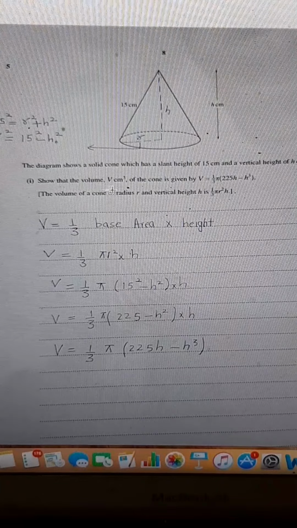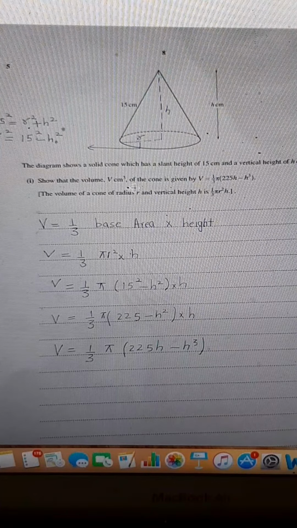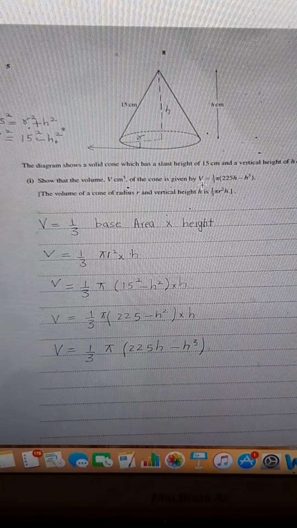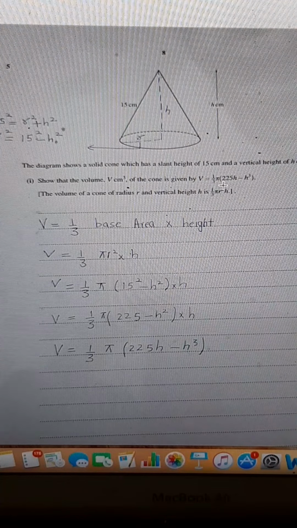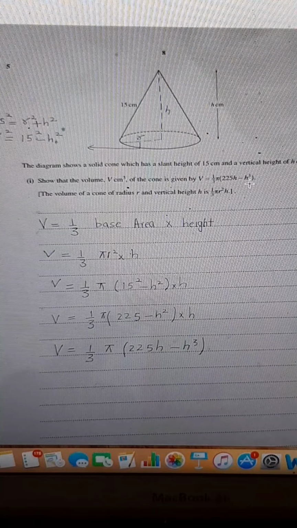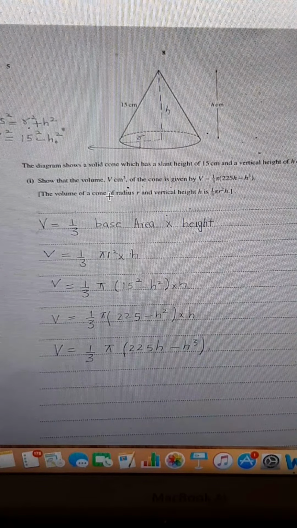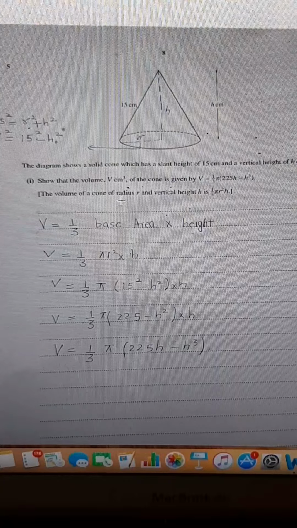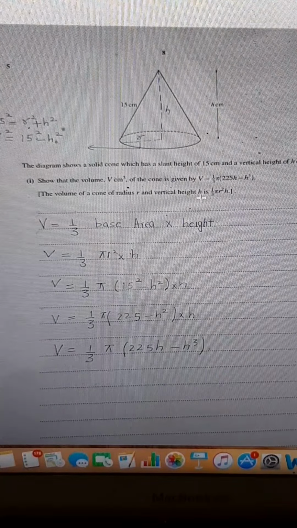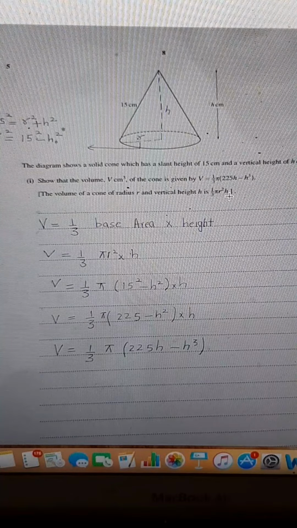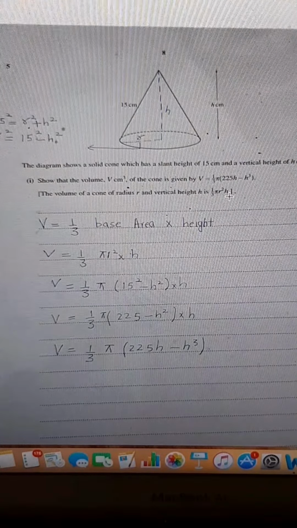Show that the volume V cm³ of the cone is given by V equals 1/3 pi bracket 225h minus h cubed. Here the volume of a cone of radius r and vertical height h is 1/3 pi r squared h. The formula for volume is given to you.